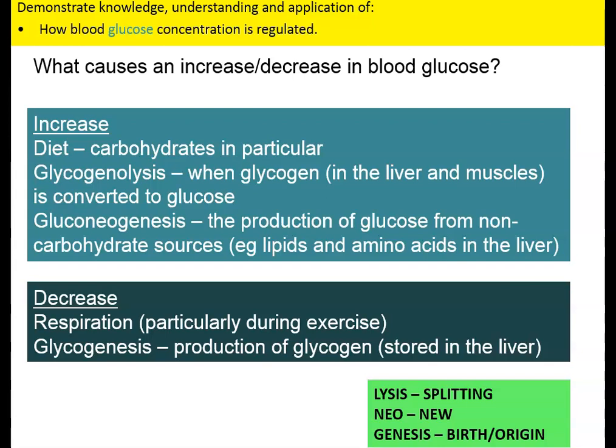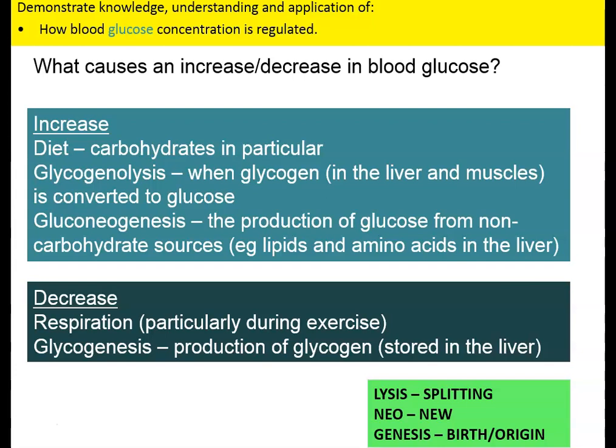So to increase the blood sugar levels, there are three things that can happen. You can either eat more, carbohydrates in particular, that's going to raise your blood sugar levels. We can have glycogenolysis, which we've talked about before. Remember, that's splitting glycogen into glucose units. That's going to occur in your liver and your skeletal muscles.